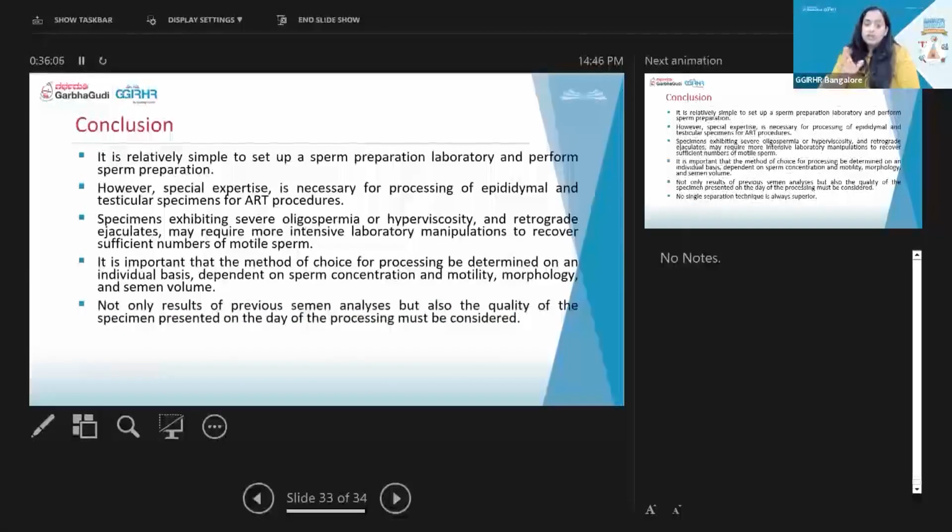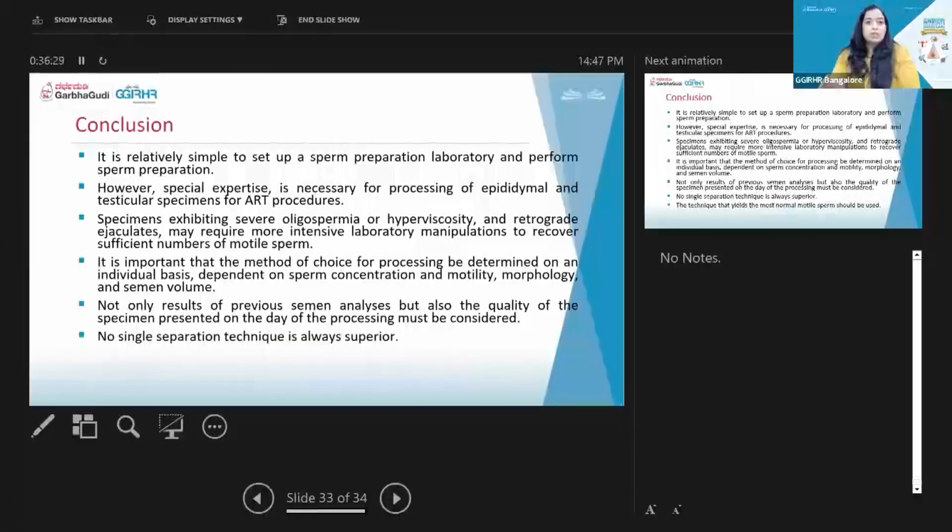It is not like a single method is applicable for all semen samples. It depends upon the person who is handling, like the technician or the embryologist, who determines what sample requires what method. Not only the results of the previous semen analysis, but also the quality of the specimen presented on the day of processing must be considered.